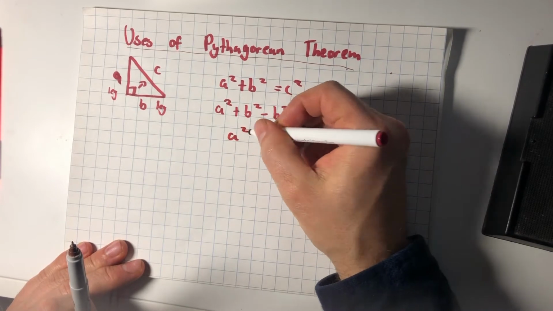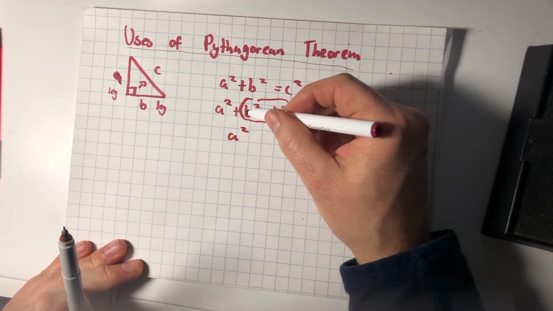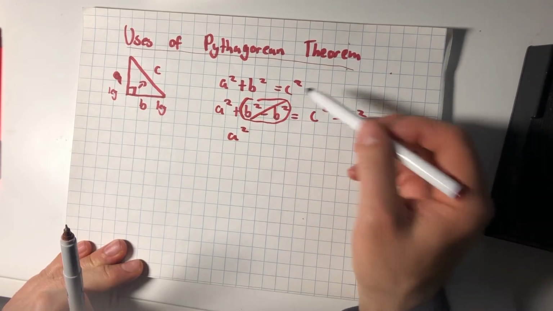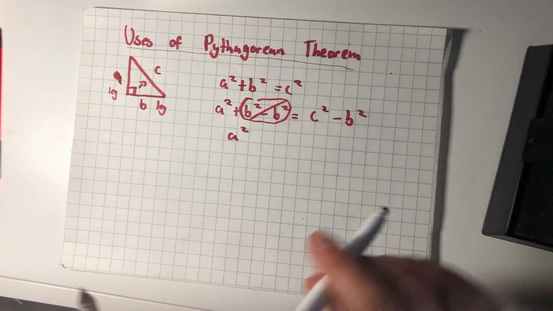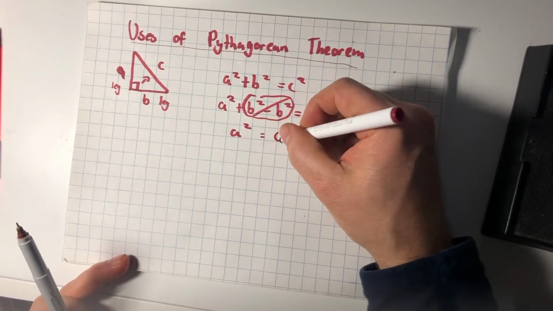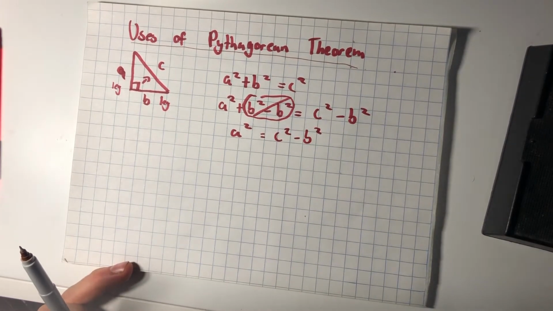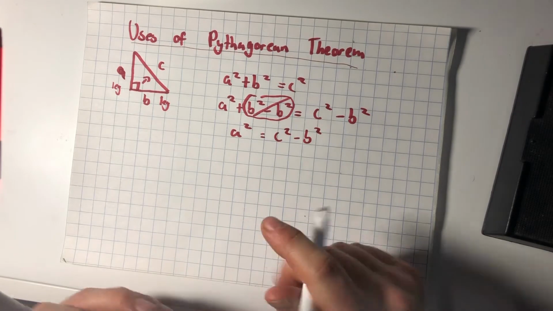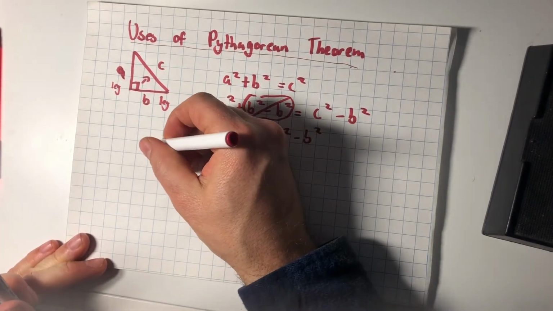That manipulates the formula, so I'm isolating a squared. If I take b squared and subtract b squared, they cancel out, because anything minus itself is going to be nothing. So now I'm left with a squared equals c squared minus b squared. I just manipulated the formula, and now I have a new formula that allows me to calculate the legs. So let me show you what that looks like.